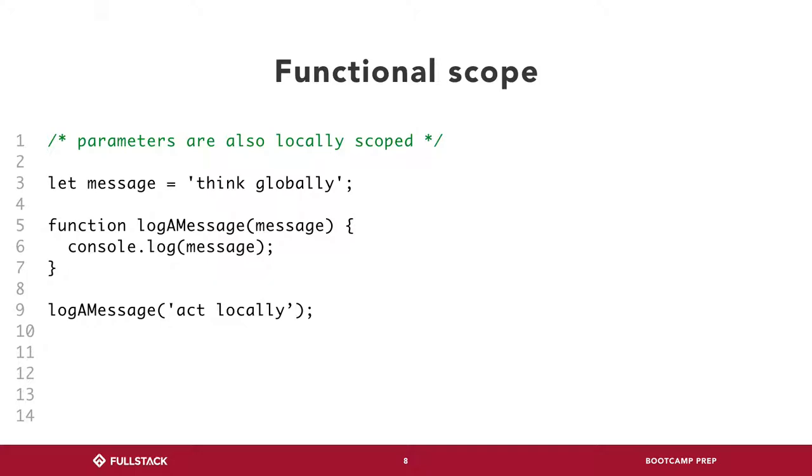Does that only work for function scopes, or does that work outside of function scopes? Will it always mean log message equals message only in functional scope? The way it's written is function log message, message, so that means log message is equal to message. But does that work outside of functional scope, across the board?